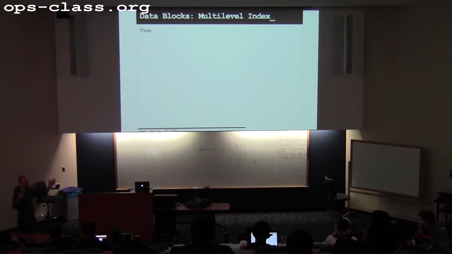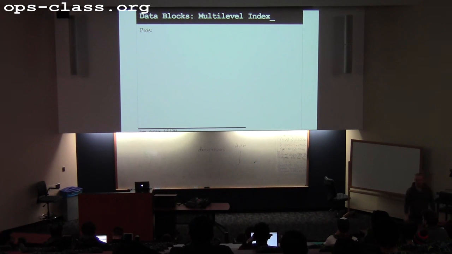So what's nice about this? I mean, other than the fact that by manipulating the number of doubly and triply and quadruply indirect blocks, I can pretty much store as much data as I want. But from a data structures perspective, what's nice about it?